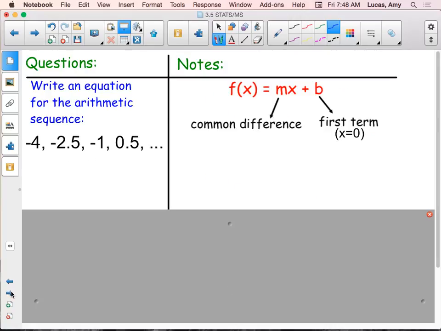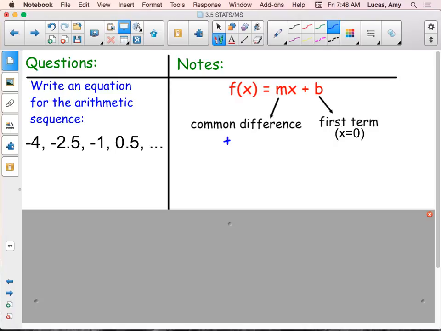Two more examples like this. This next one, the common difference, it's going from negative 4 to negative 2.5 to negative 1 to positive 0.5. So my common difference is going up. I can tell it's going up because it's going from negative to positive.